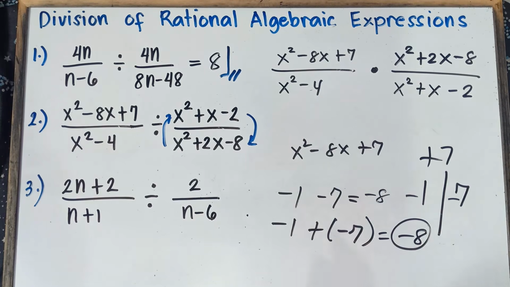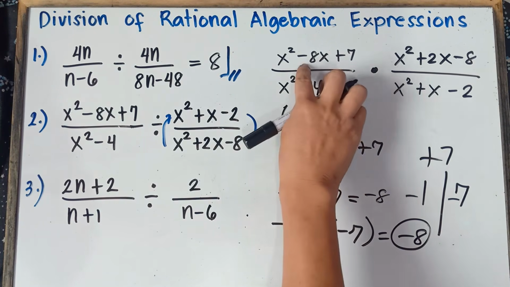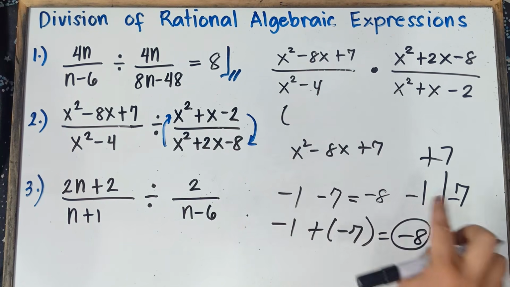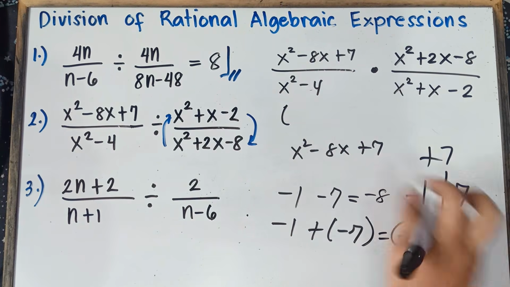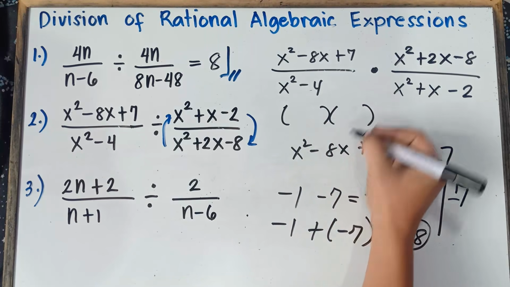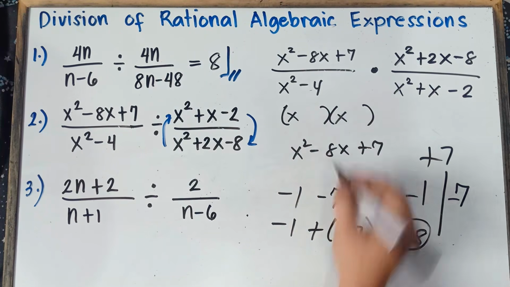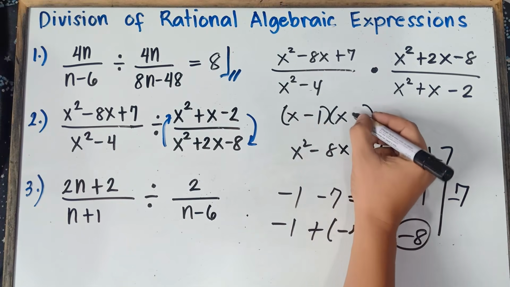So therefore, class, the factors of x squared minus 8x plus 7, that would be negative 1 and then negative 7. So you put 2 parentheses, you put 2 x's, and then copy negative 1 and then negative 7.